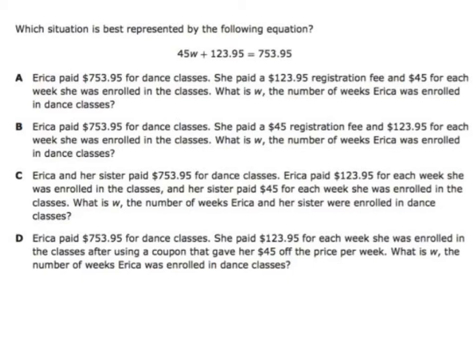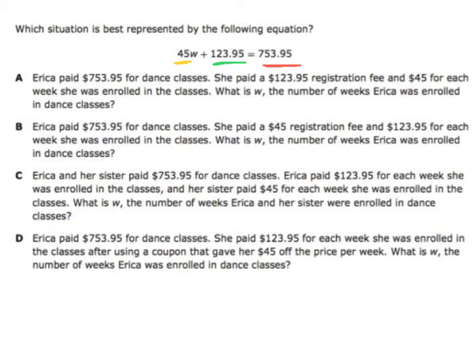Okay, now let's look at the next problem. Which situation is best represented by the following equation? We have 25W plus 123.95 equals 753.95. All right, so the first thing we have is our total, which is 753.95. We are multiplying by 45, and we know our constant is the 123.95. So let's go through our word problems and see if we can find the correct answer. So again, we're going to start at A.